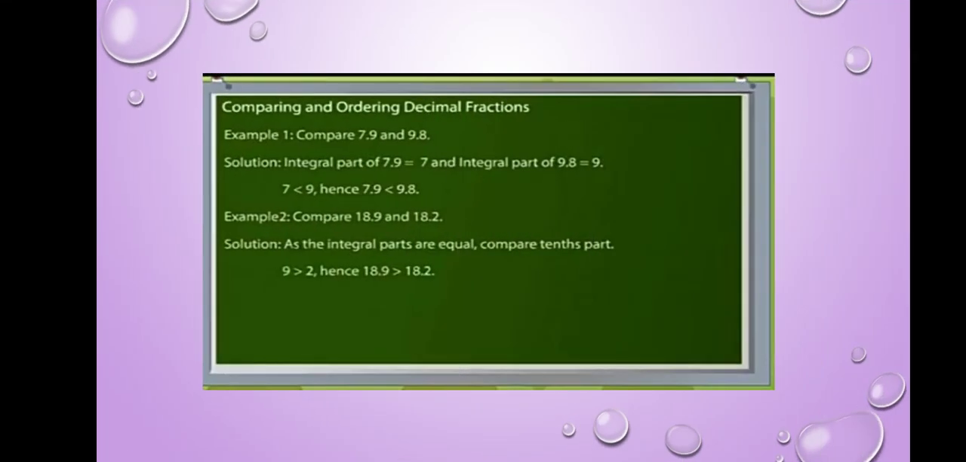Example, we have 7.9 and 9.8 here. Let us compare the integral part, the whole number part. Here we have 7 and 9, and we know that 9 is greater than 7. Therefore, 9.8 will be greater than 7.9. Same way, the next numbers are 18.9 and 18.2. Both the whole numbers, 18, are the same. So in the 10th place we have 9 and 2. So 9 is greater. Therefore 18.9 will be greater than 18.2. I hope you are able to understand, children.